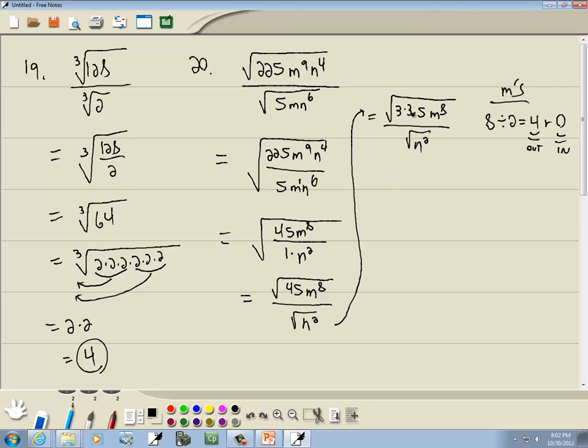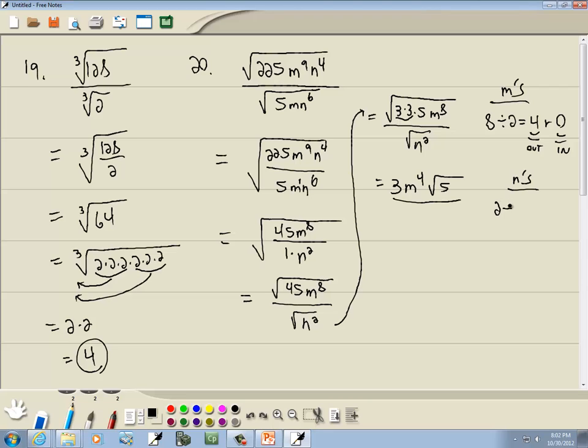Now, this is a square root, so we're looking for a pair of numbers, or pair of somethings. Here's a pair of 3's, so those are going to come out as a single 3. And we said we have 4 m's come out. We're left with a 5 inside, like that. Now the n's.